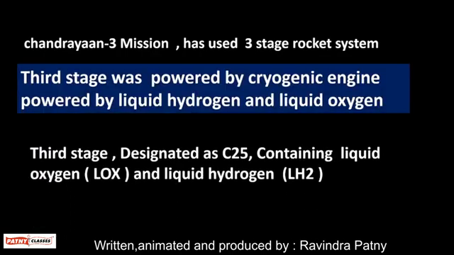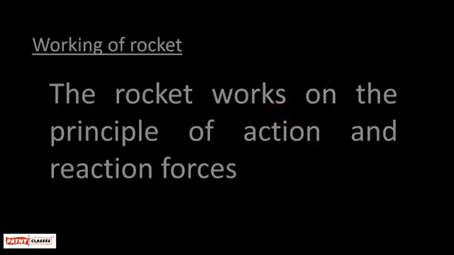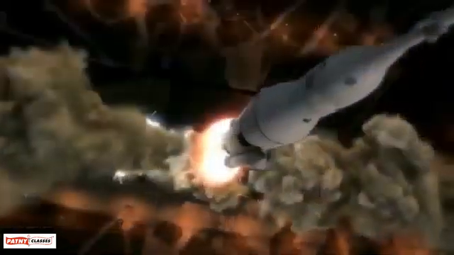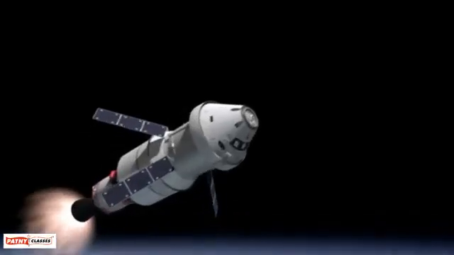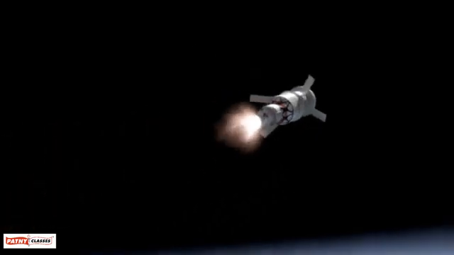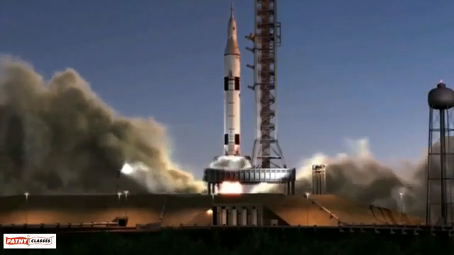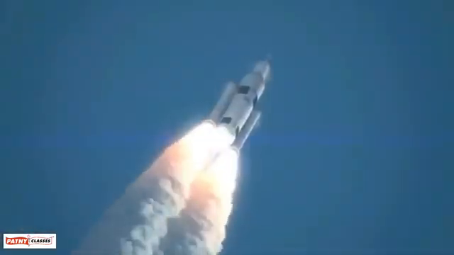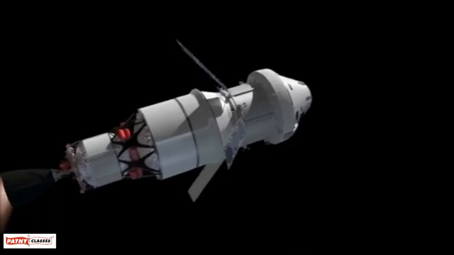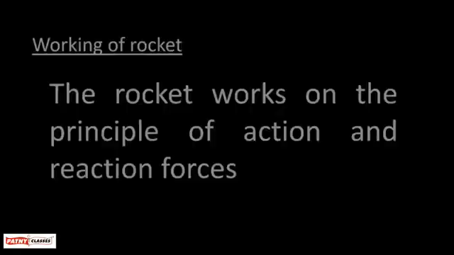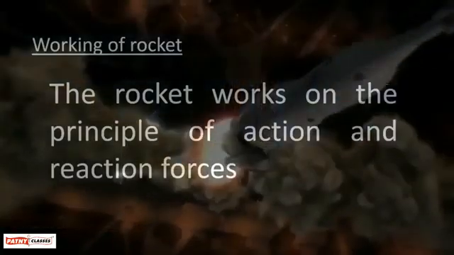The third stage, designated as C25, contains liquid oxygen and liquid hydrogen. They are denoted as LOX and LH2. When liquid oxygen and liquid hydrogen come in contact with each other, they produce a large amount of energy. We can say when liquid oxygen and liquid hydrogen come in contact, they cause an explosion and produce a large amount of energy. Now let us talk about the working of a rocket.